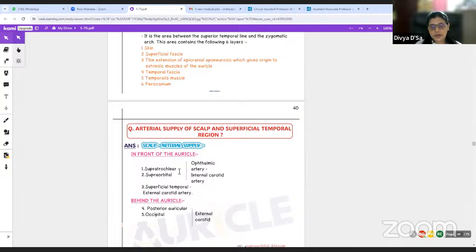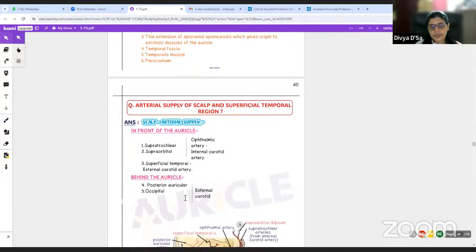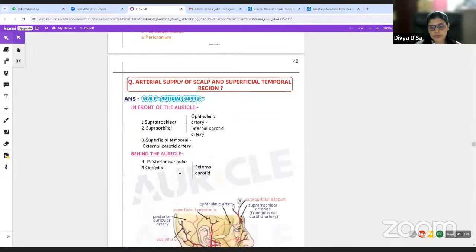So in front of the auricle, we have supratrochlear, supraorbital, and superficial temporal. The supratrochlear and supraorbital are branches of the ophthalmic artery, which is given by the internal carotid artery. The superficial temporal branch is from the external carotid artery. Behind the auricle, we have the posterior auricular and occipital arteries, which are branches of the external carotid artery.